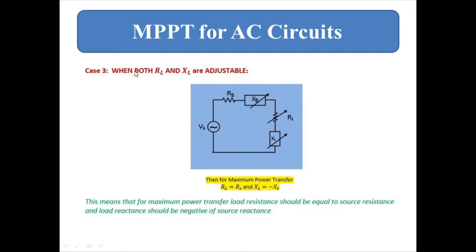When both load resistance and load reactance are adjustable, the maximum power condition is achieved when the load resistance equals the source resistance and the load reactance is the negative of the source reactance.